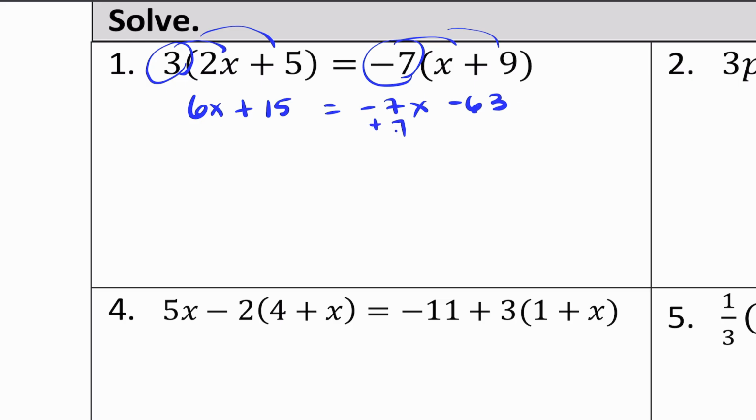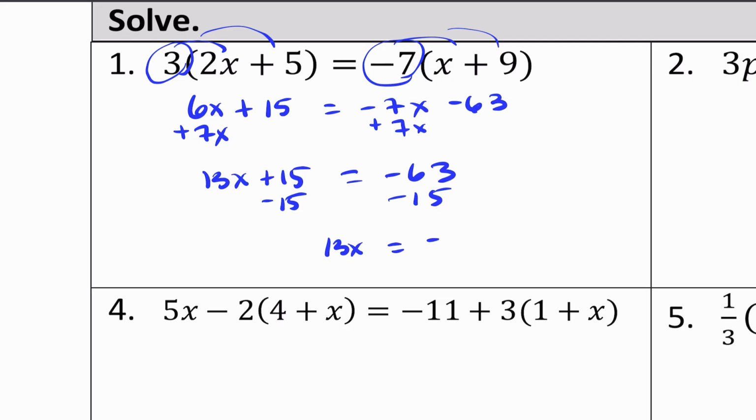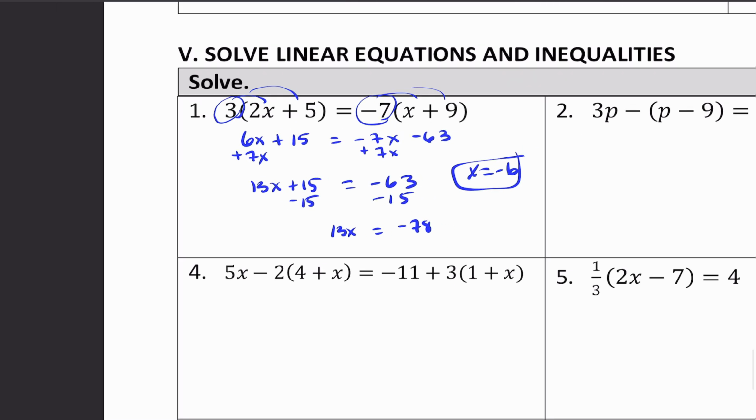Okay, so add both sides by 7x. So 13x plus 15 equals negative 63. Minus 15, minus 15. So 13x equals negative 78. And then I'm going to go ahead and divide both sides by 13. So x is equal to negative 6.